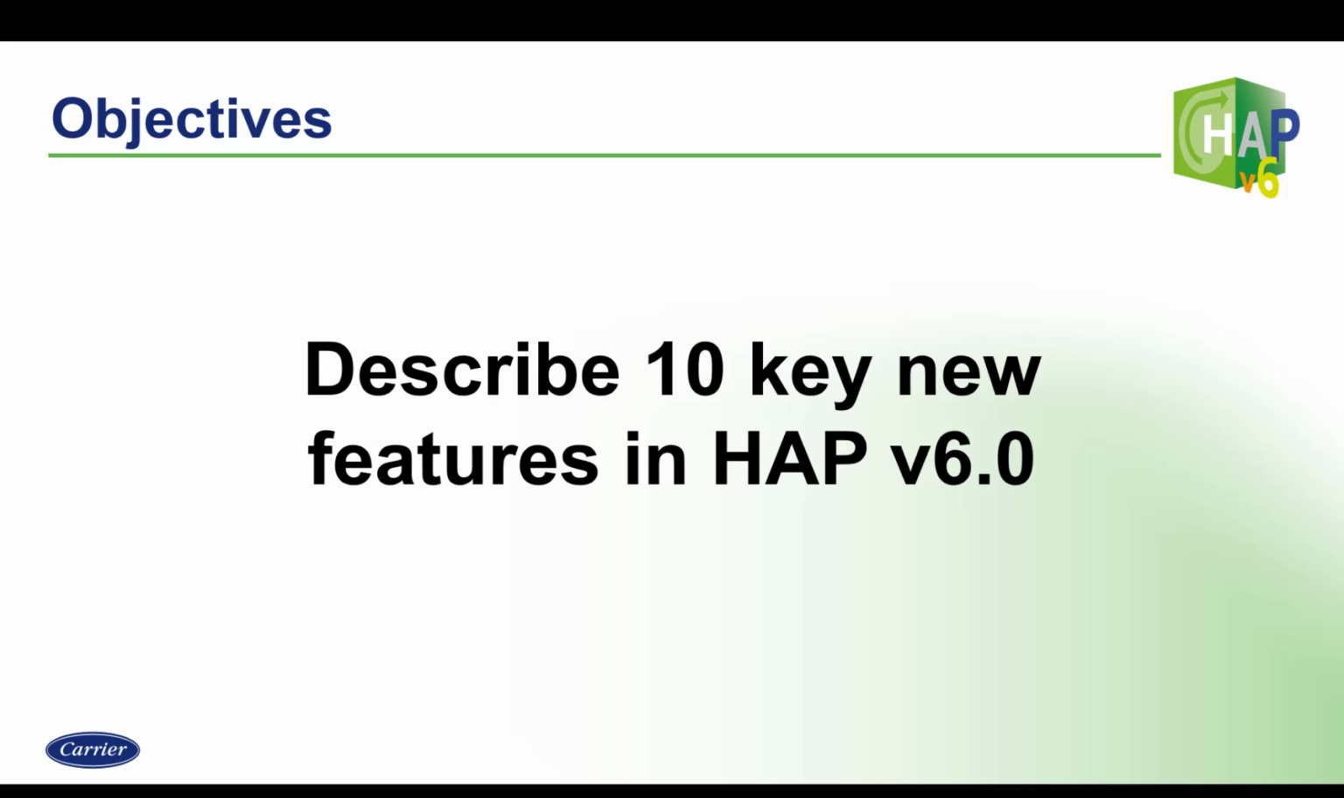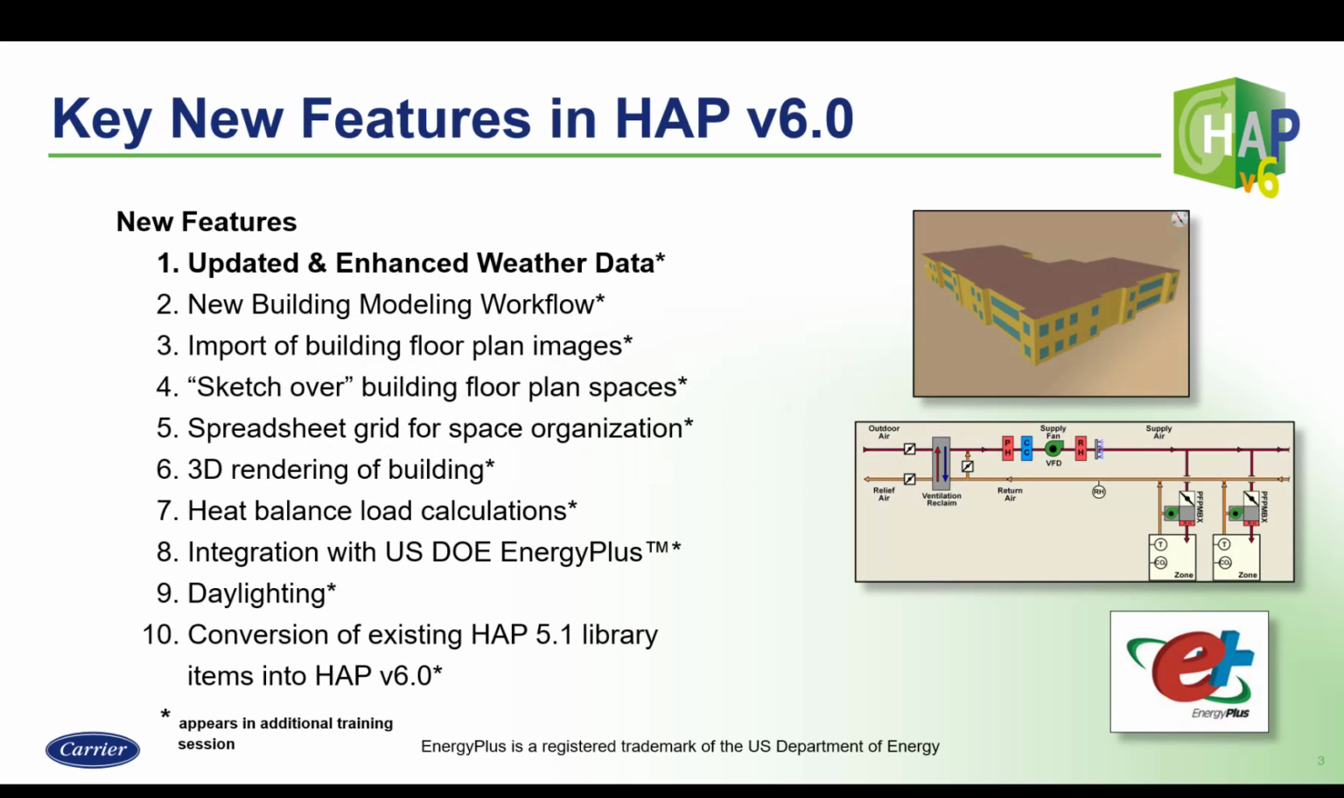Think of a key new feature as a technical addition or enhancement that incorporates wholesale new amounts of data, concepts, or design that differs from existing HAP versions. Notice all the key new features we are going to discuss are marked with an asterisk. That means that feature is also covered in another HAP version 6 video training session available from Carrier. In many cases, the more detailed training session will demonstrate use of the actual HAP software to explain the feature.